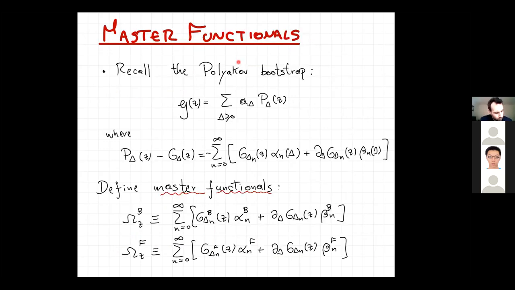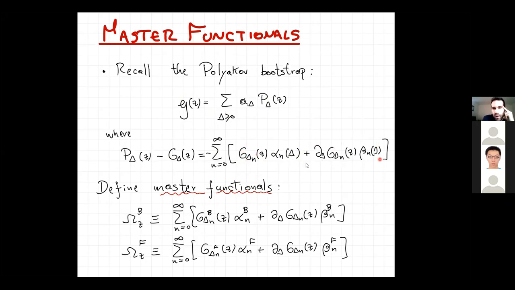Okay, so to wrap up the lecture, let me introduce the definition of master functionals. So recall the Polyakov bootstrap. The Polyakov bootstrap was the statement that a crossing symmetric correlation function has an expansion where instead of working with conformal blocks, I work with Polyakov blocks, where the Polyakov blocks have a conformal block expansion of this form. Okay, so the difference between this and the conformal block is given by this.